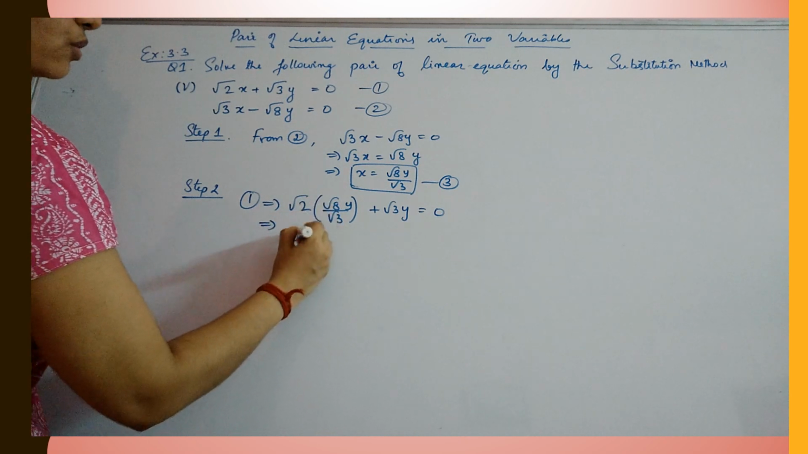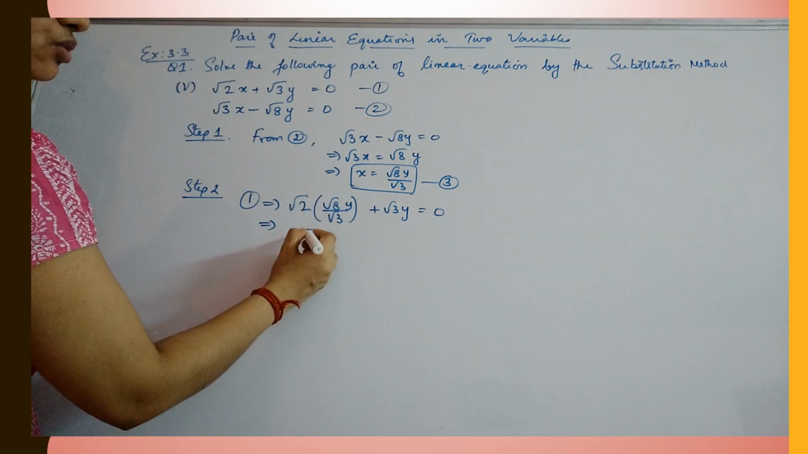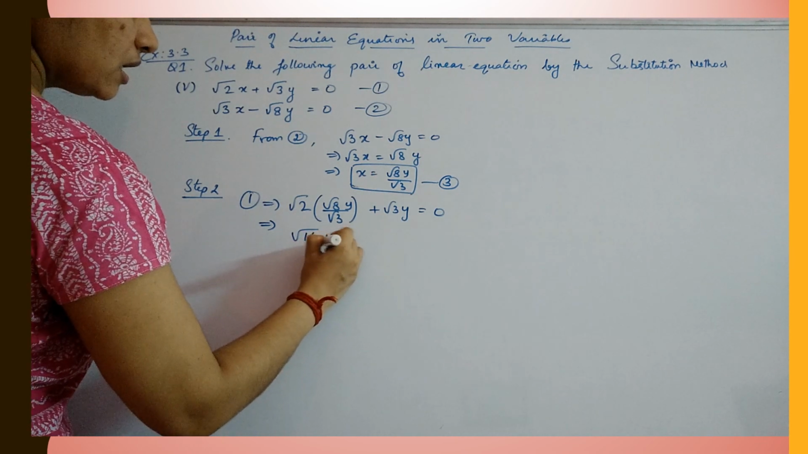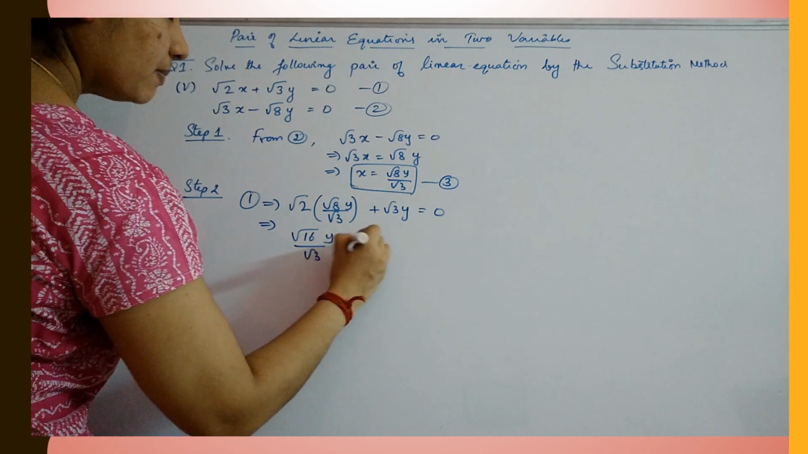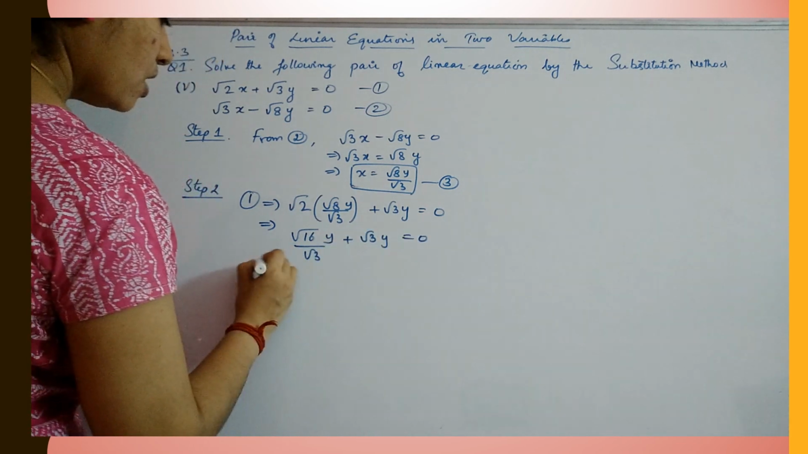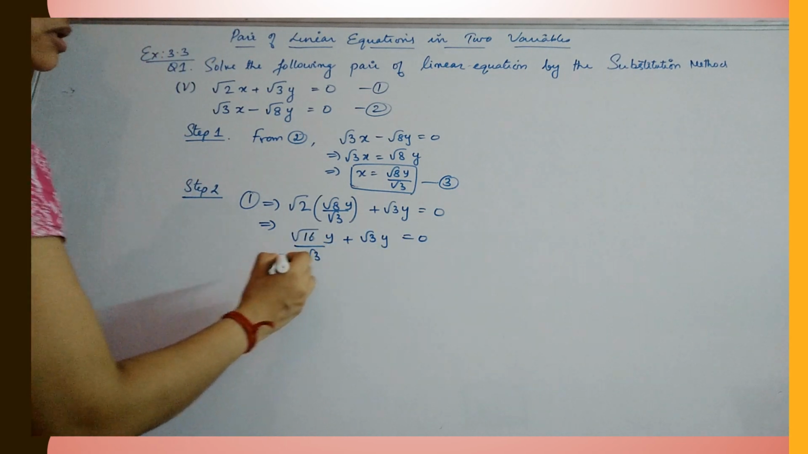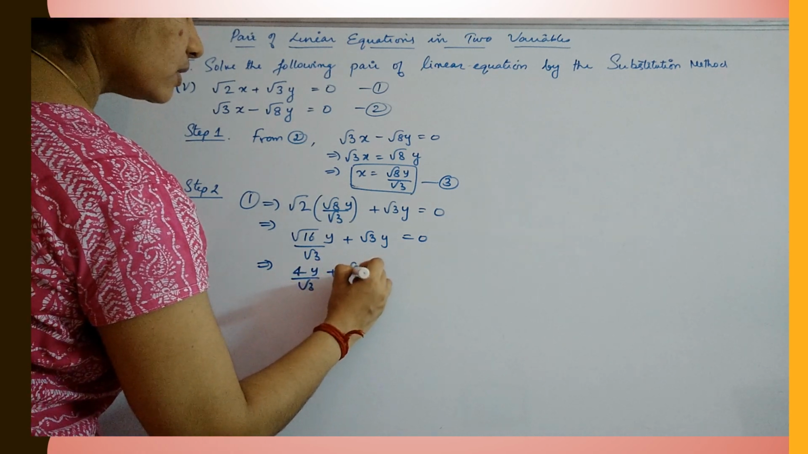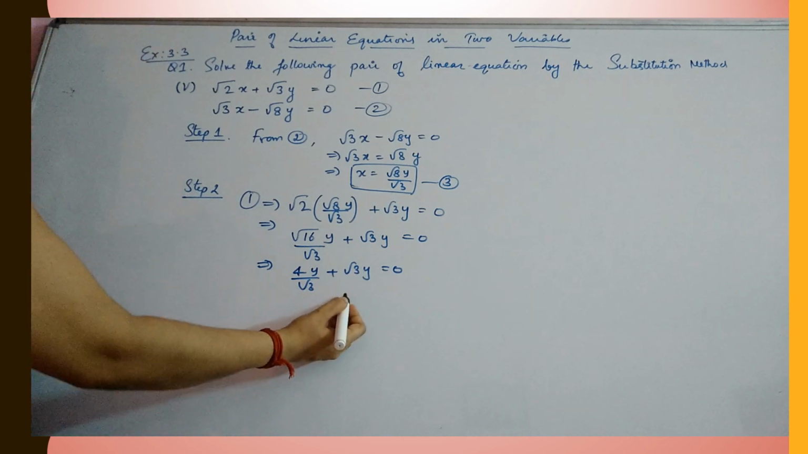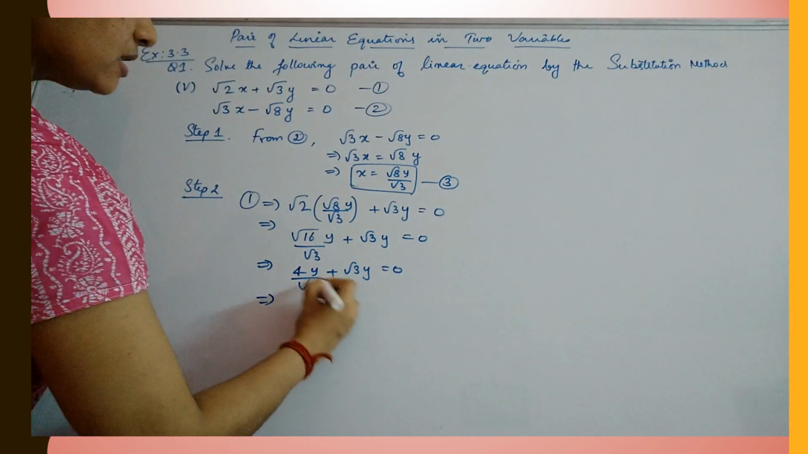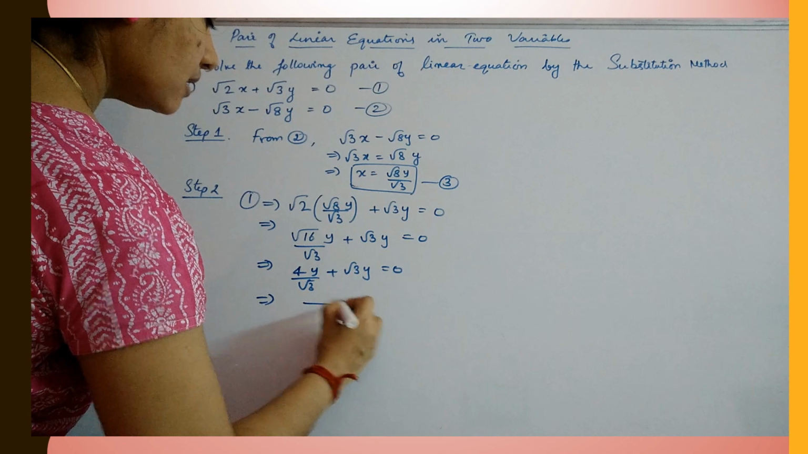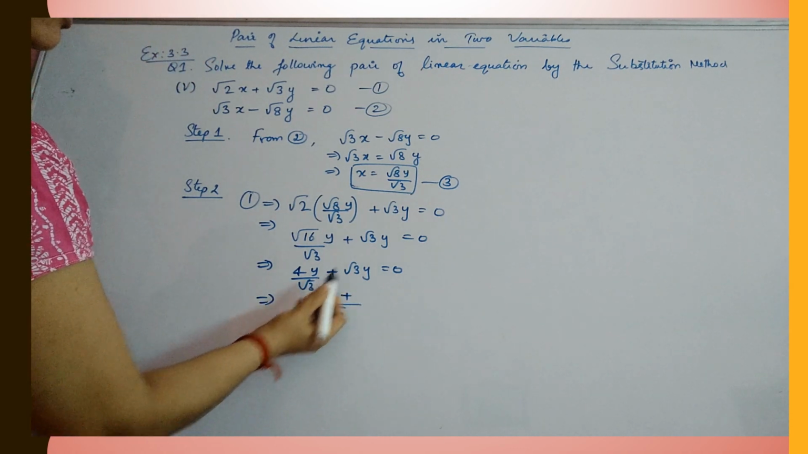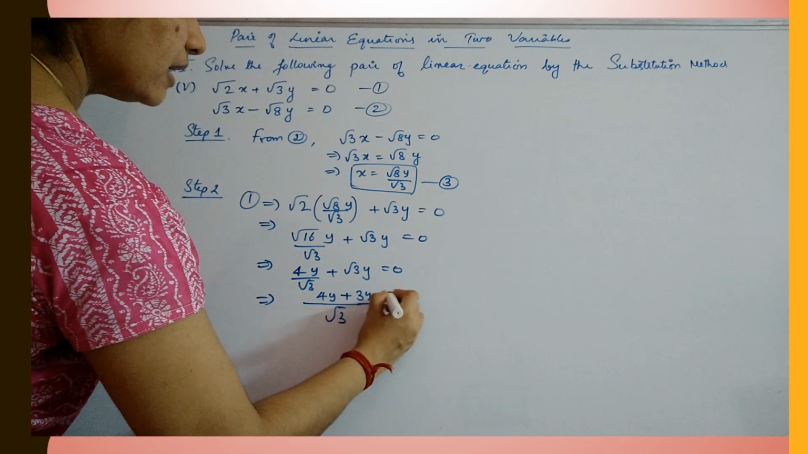This one will give you root 2 into root 8, which is root of 2 into 8, which is root of 16, into y divided by root 3 plus root 3y equal to 0. Root 16, you are taking only the positive value, so it will be 4. So 4y divided by root 3 plus root 3y equal to 0. Now after taking LCM, root 3 is the LCM, you will get the numerator part as 4y for the first term, and the second term will become root 3 into root 3, which is 3. So 3y equal to 0.